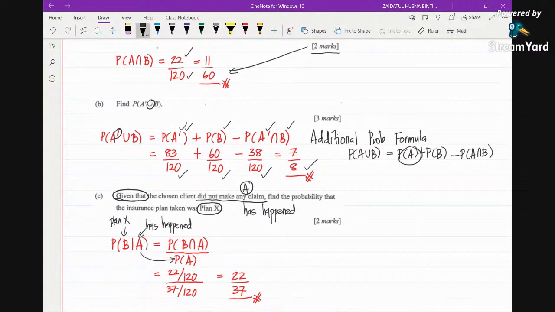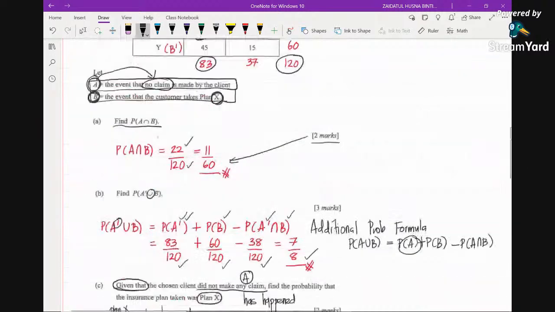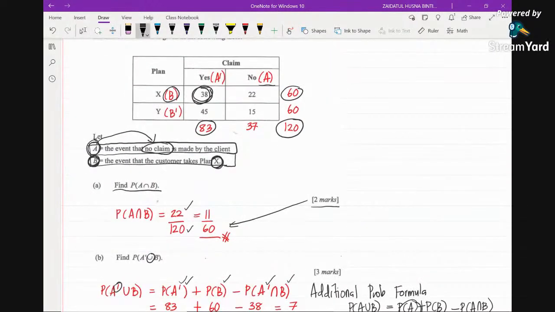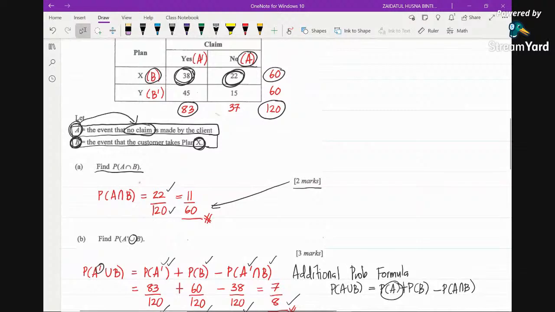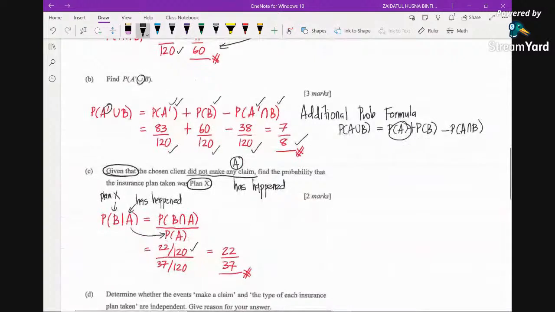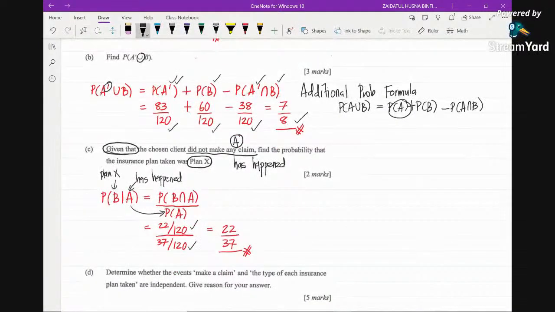Now, where to look for P(B intersect A)? You can find it from the table. B here intersects with A here, so it's 22 over 120, and then divided by P(A). Where can we find P(A)? This is our A, so P(A) is here, 37 over 120. So you will have the answer to be 22 over 37. This is how we apply the conditional probability. Again, it's 2 marks only, so don't put too much time to solve this problem.